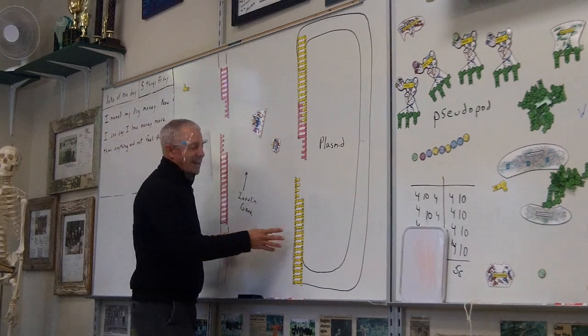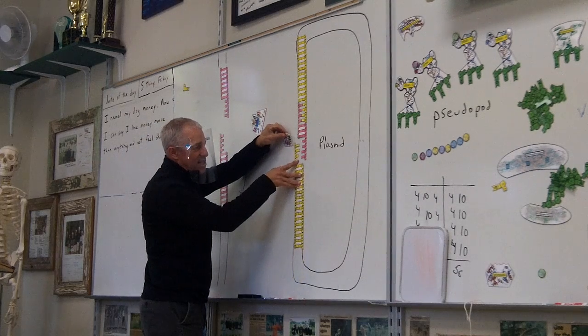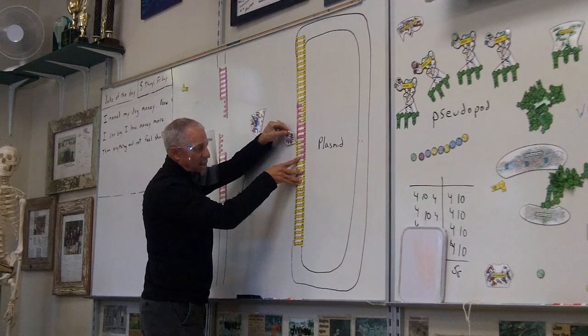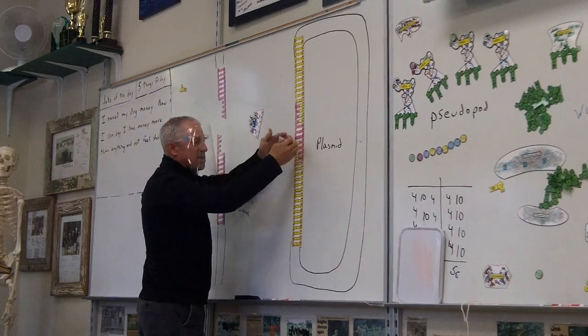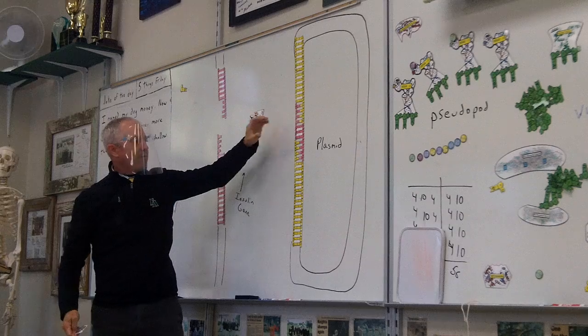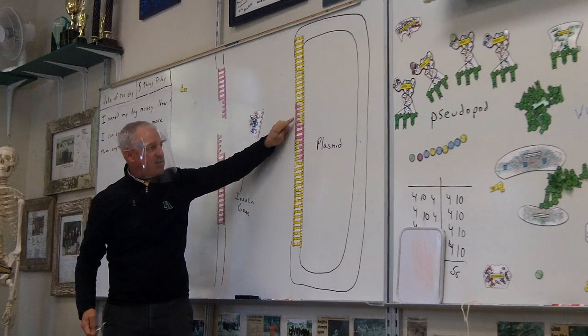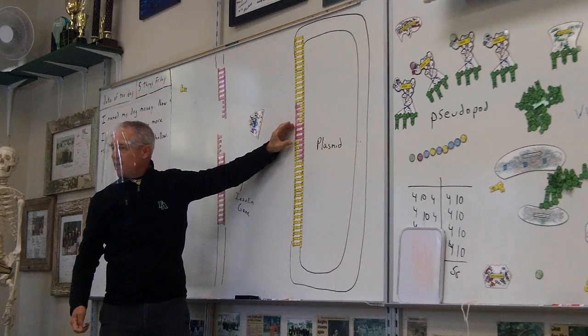But anyway, the DNA ligase here splices here and here, ties them together, and now we have a bacterial plasmid with human DNA. And this pink represents the insulin gene.